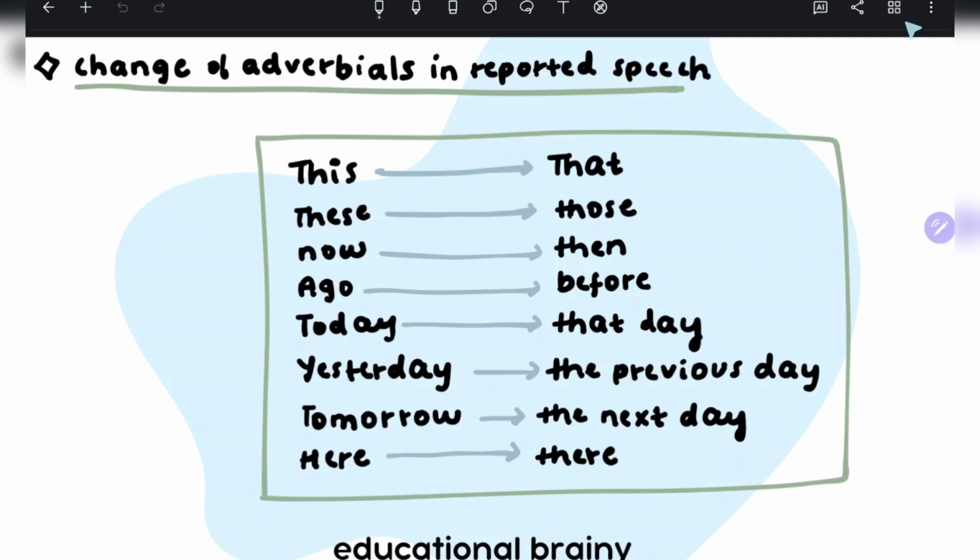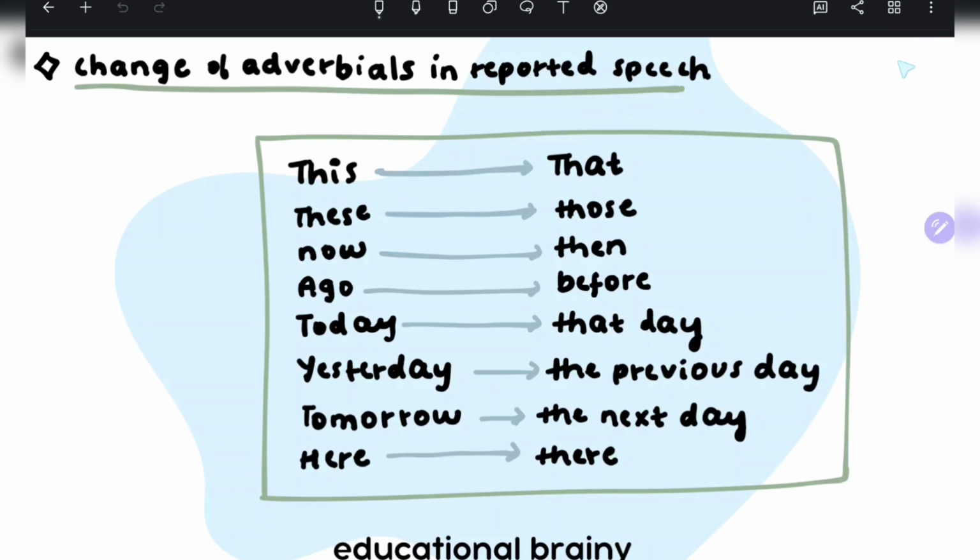This is how to change the adverbials in the reported speech. If there is "this" in the sentence, you have to change it to "that"; "these" changes to "those"; now becomes then; ago becomes before; today becomes that day; yesterday becomes the previous day; tomorrow becomes the next day; here becomes there. Just analyze it properly, because this is the part where most of you will lose marks. Sometimes you just write whatever is given in the sentence and you lose marks. So this is how to change in the sentence. If the word in the sentence is "this", you have to change it to "that".